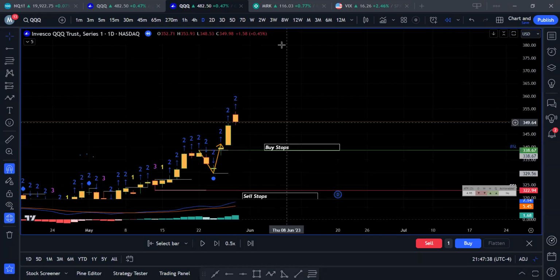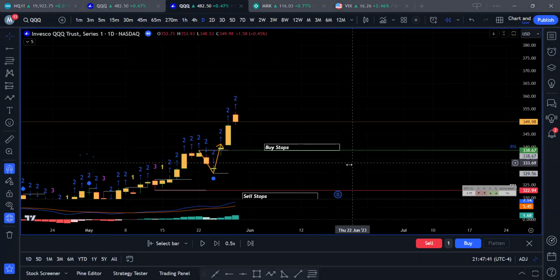But is that making sense so far? Let me just find out the difference between liquidity and support and resistance.